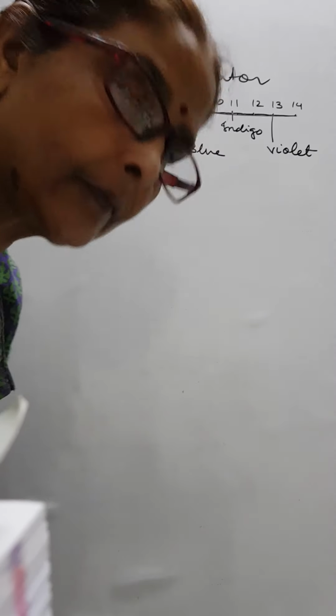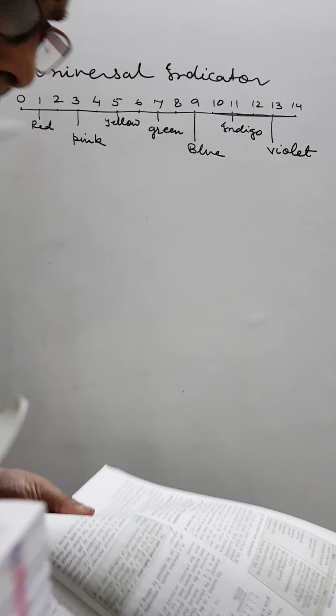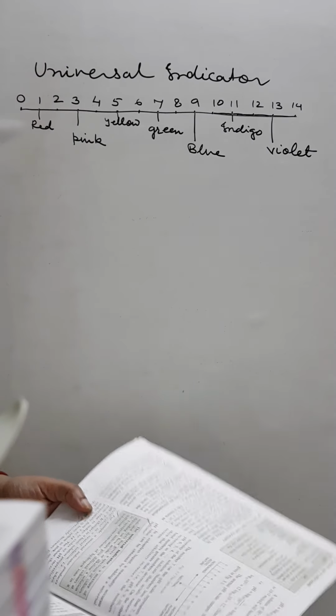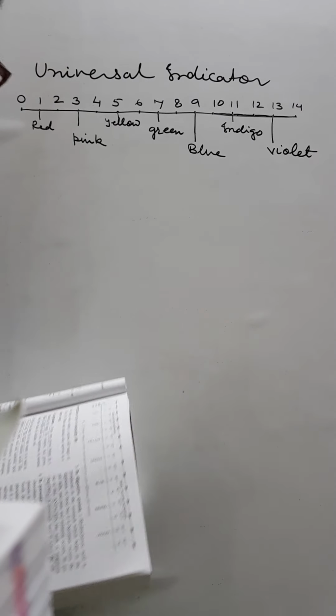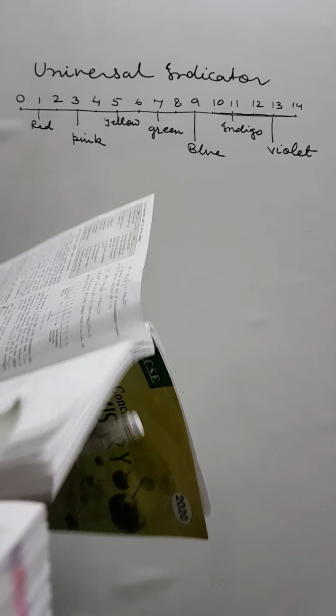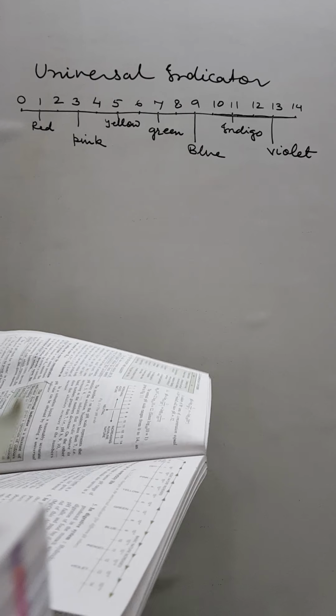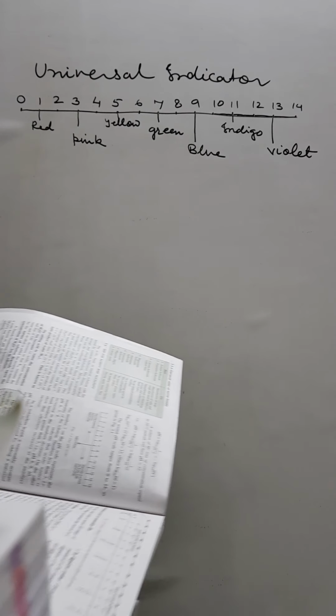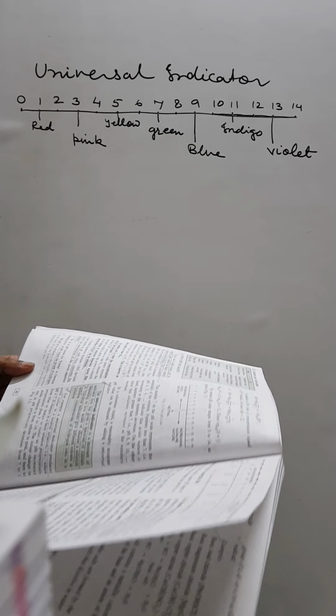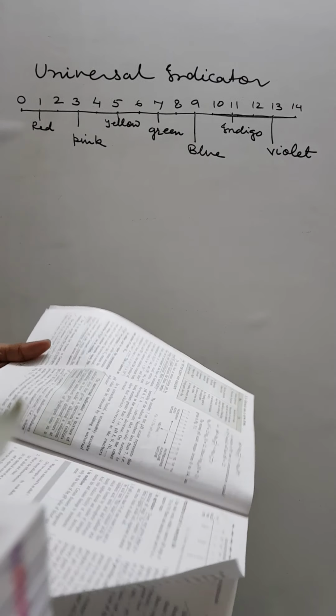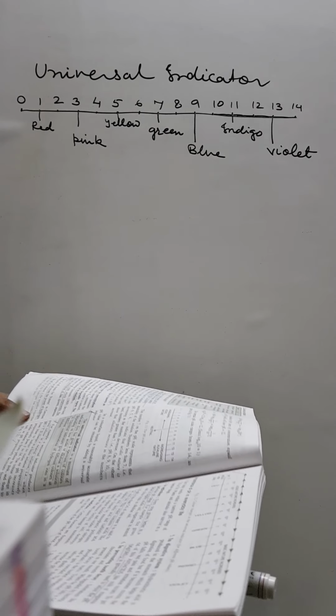Now children, in this video we will study about the universal indicators. So far we have studied about the acids, bases as well as pH. Now we will study about indicators, universal indicators. So again, first you mark in the book, take out your book, page 46, open page 46. I hope it is already open.